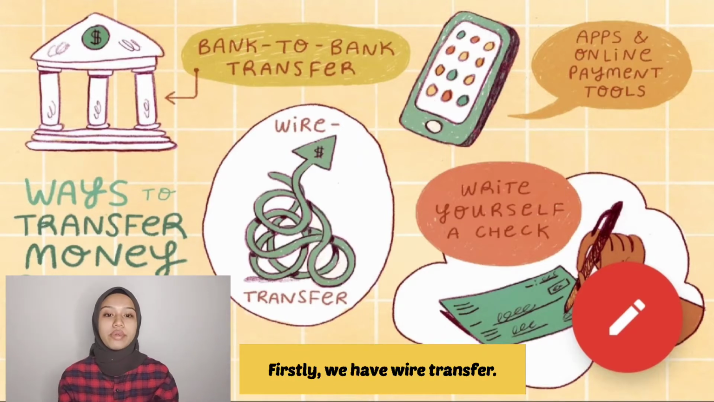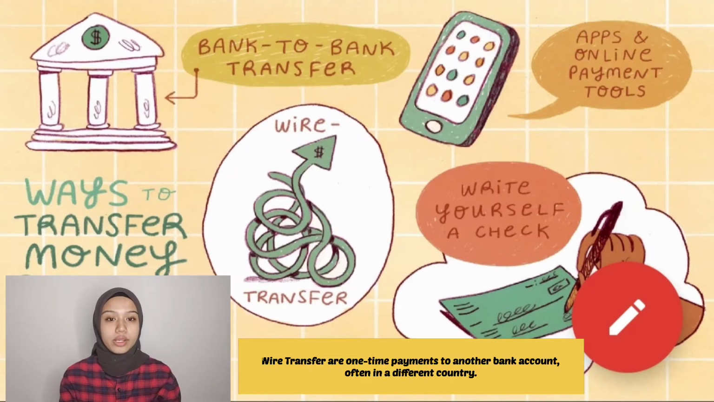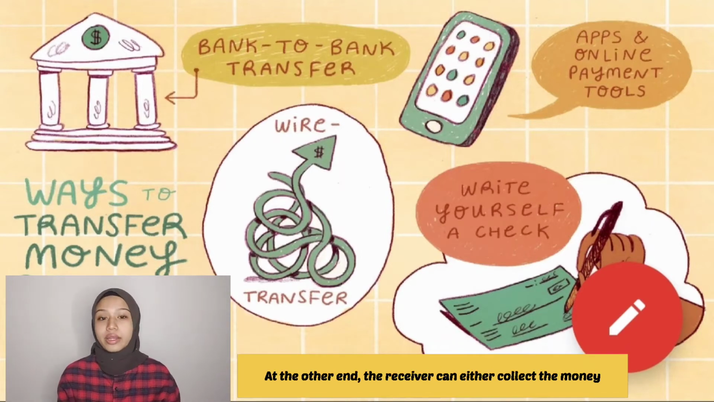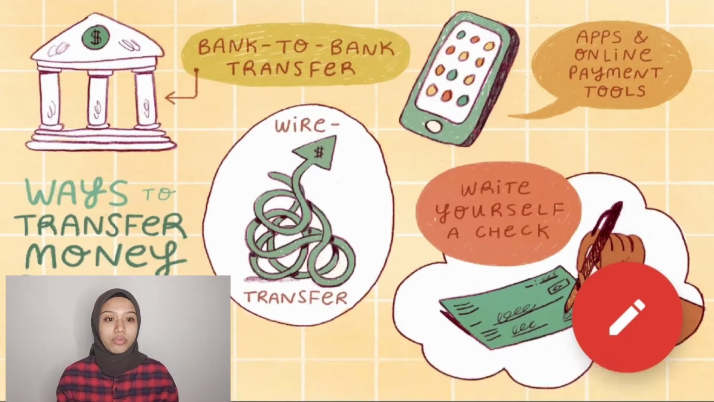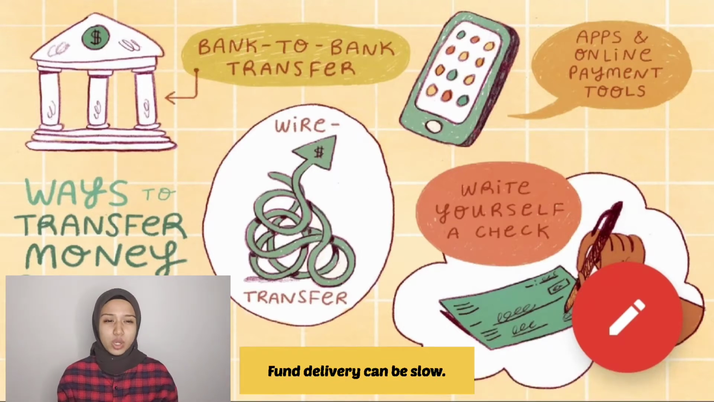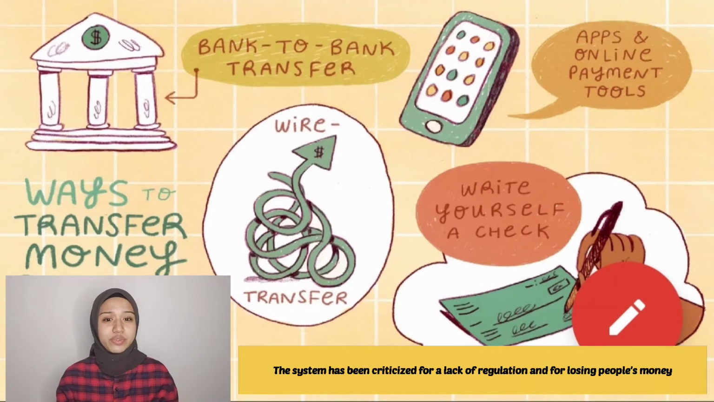Okay, firstly, we have a wire transfer. Wire transfers are one-time payments to another bank account, often in a different country. They can be handled through banks or via a credit agency. At the other end, the receiver can either collect the money from a bank account or in a check from the credit union. Fund delivery can be slow. The system has been criticized for a lack of regulation and for losing people's money.